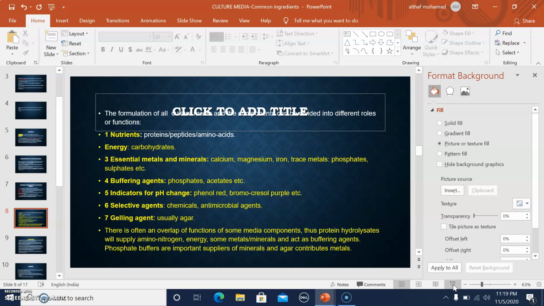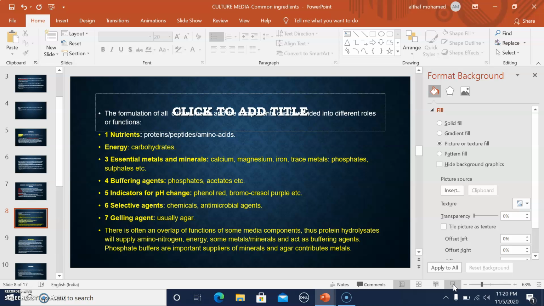First one is nutrients. It can be either proteins, peptides and amino acids are coming under nutrients. Next is it provides energy. That means carbohydrates are provided. The next is essential metals and minerals. Example, calcium, magnesium, iron, trace metals and phosphates and sulfates.